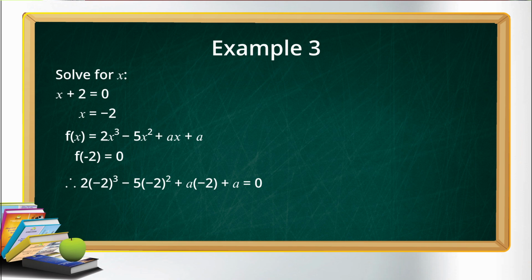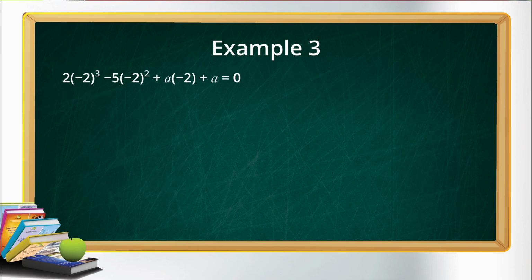We know that x plus 2 is a factor of f of x, so that means f of negative 2 is equal to 0. Again, we simply replace every x with negative 2. f of x is equal to 2x cubed minus 5x squared plus ax plus a becomes 2 times negative 2 cubed minus 5 times negative 2 squared plus a times negative 2 plus a equals 0. And this is an equation which we can solve.